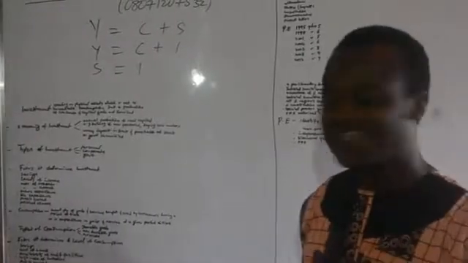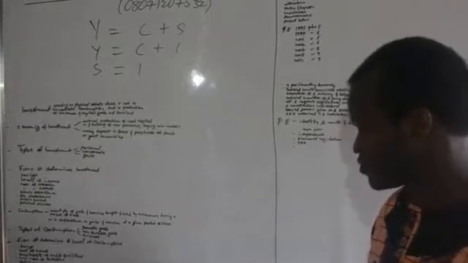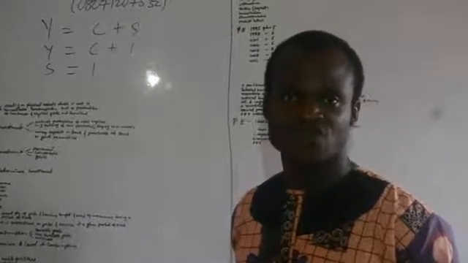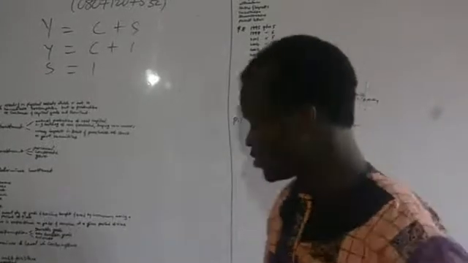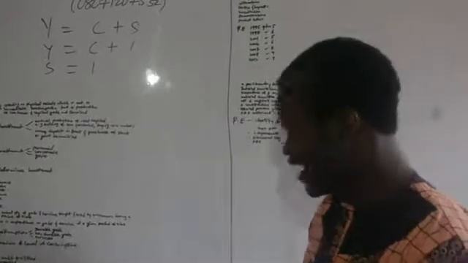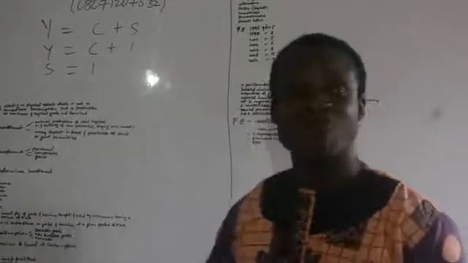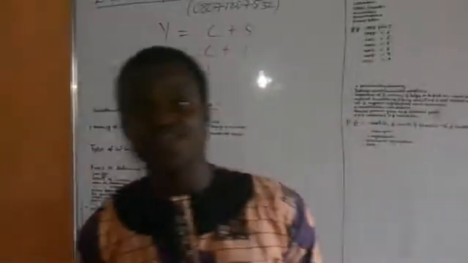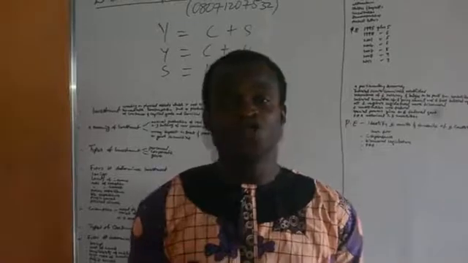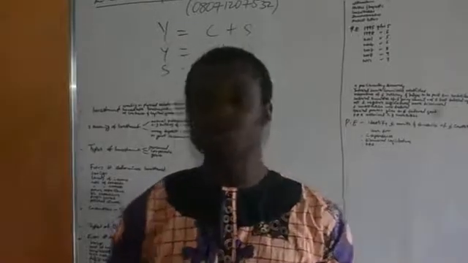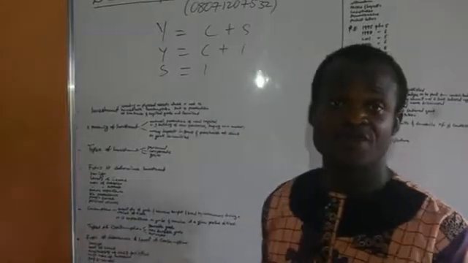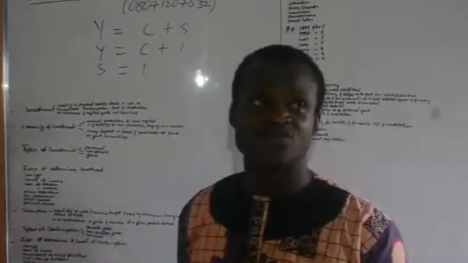Number 3, state 5 factors each of savings and income, or 5 features each. Then lastly, discuss 5 factors that determine the level of investment in Nigeria. Those of you in SS3, you must do these questions. You must pay attention to this topic. These are some of the areas where questions come in your senior secondary school certificate examination.